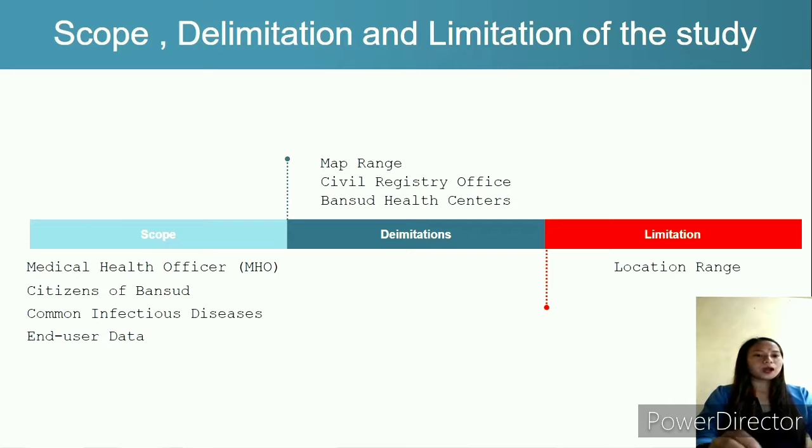So, map range. Map range only covers the municipality of Bansud. And the Civil Registry Office and Bansud Health Centers will serve as the information backbone of the project. All the necessary data will be asked from them to make sure that the forecasting is accurate. And the limitation will be the location range. The system limits the target location to the municipality of Bansud due to limited data resources and risk on face-to-face interactions while requesting the required data.